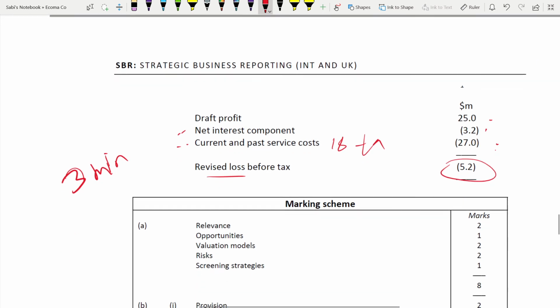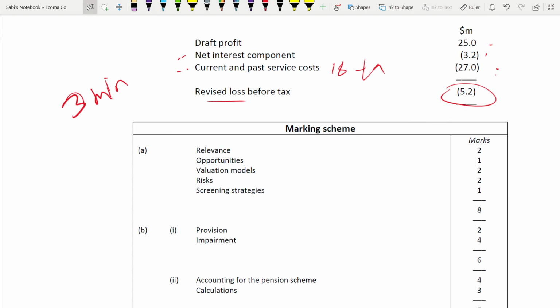Now we are done with this question. Let us come to the marking scheme. The first question was for 8 marks on the sustainability issue. So 2 marks for relevance, why it is relevant. 1 mark for the opportunity, 2 marks for the risk, 2 marks for the valuation model, and 1 mark for the screening strategy that you are using to screen out companies. Make sure that these points are covered. Okay.